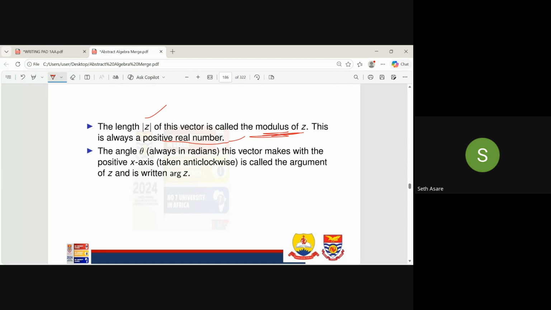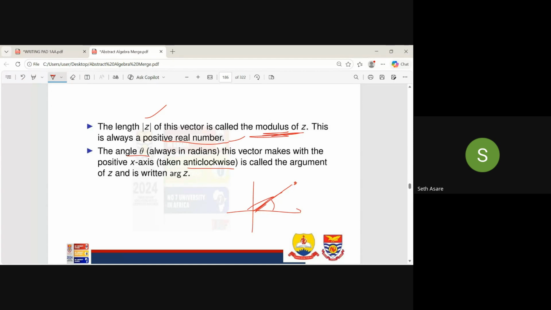Now we are also going to measure an angle, theta. This vector, when we draw it from the origin, will make an angle with the positive x-axis or the real line. And we are going to calculate it or take it anti-clockwise.